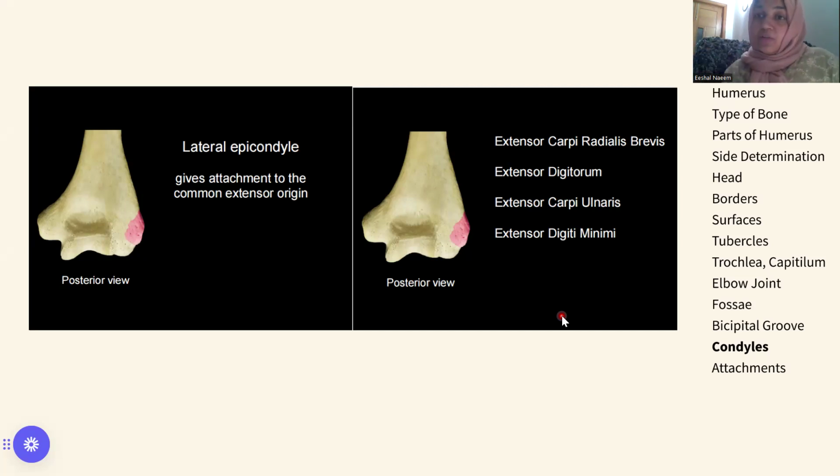And even when you're giving a viva or you're explaining a bone in an SEQ, once you get the side determination correct, literally everything else follows. And that's your major chunk of the marks that the examiner is going to provide for you.